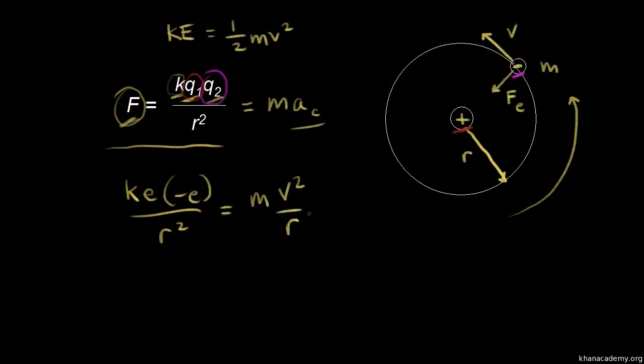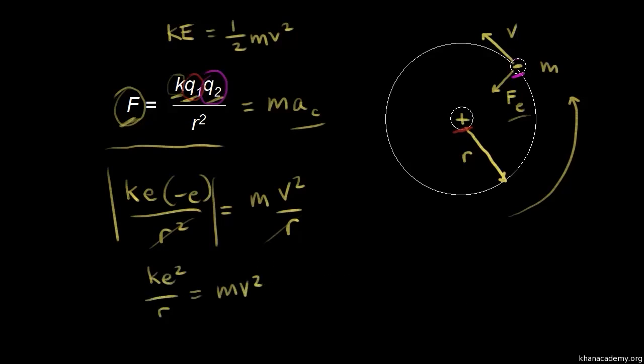So we did this in a previous video. We're going to do the exact same thing we did before. We only care about the magnitude of the electric force because we already know the direction is always going to be towards the center. And therefore, we don't care about this negative sign here. We can also cancel one of the r's. So if we only care about the magnitude, on the left side, we get k e squared over r is equal to mv squared on the right side.